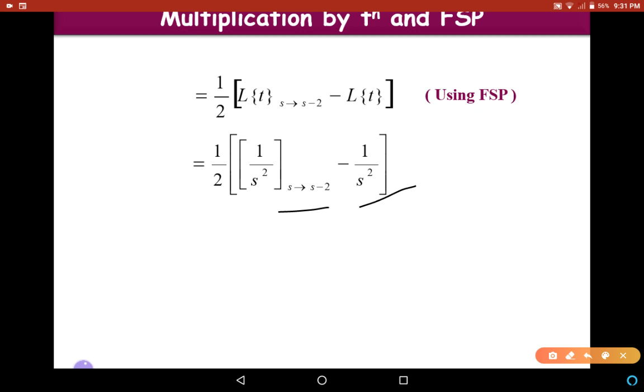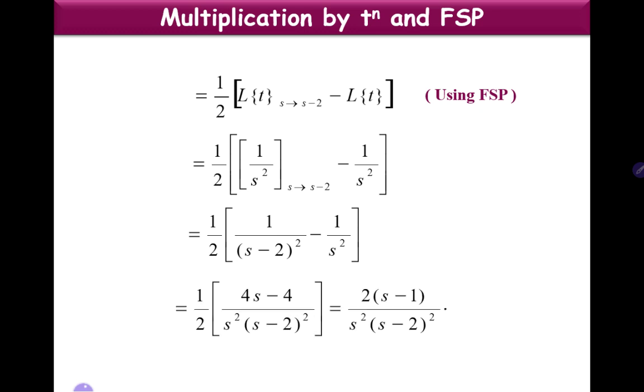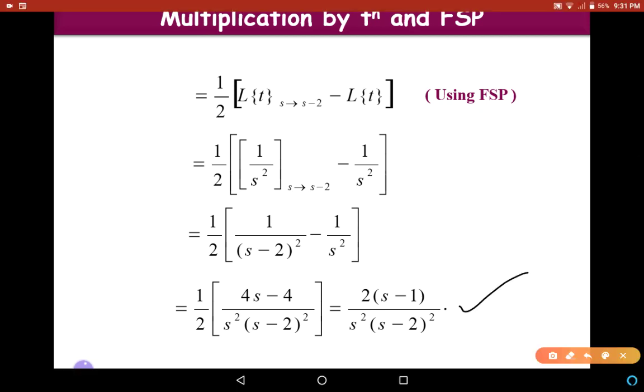So in the first term, if we replace s with s minus 2, we get 1 by 2 times 1 by s minus 2 whole square minus 1 by s square. Taking LCM and simplifying, we get finally as 2 times s minus 1 by s square into s minus 2 whole square. So here we applied first shift property in this case, in the first term. If you want, you can apply L of t into f of t also. It also gives the same answer.